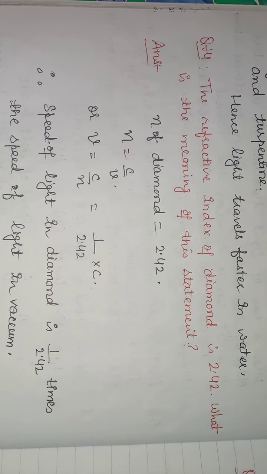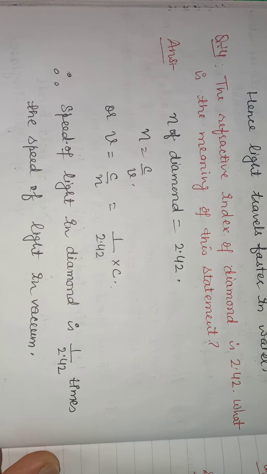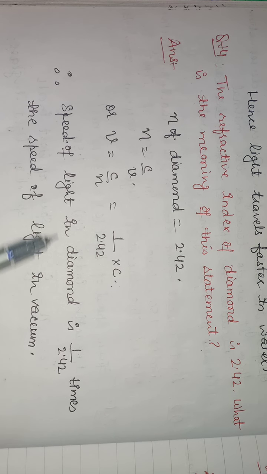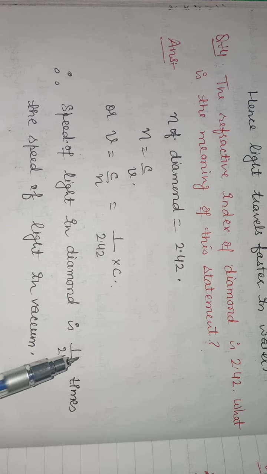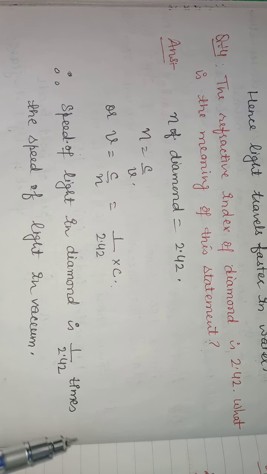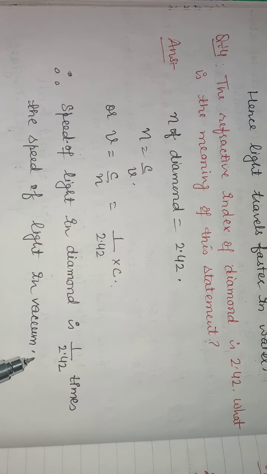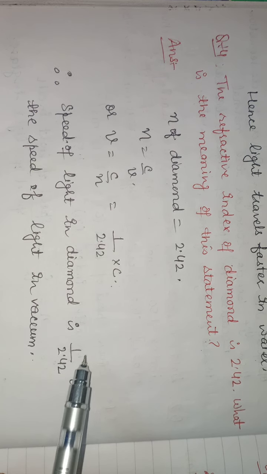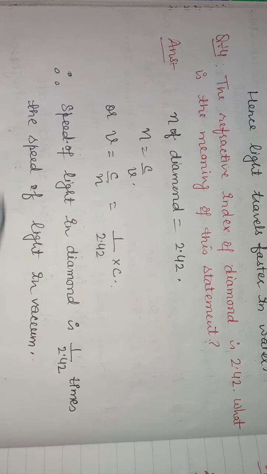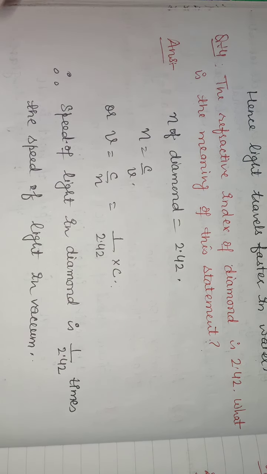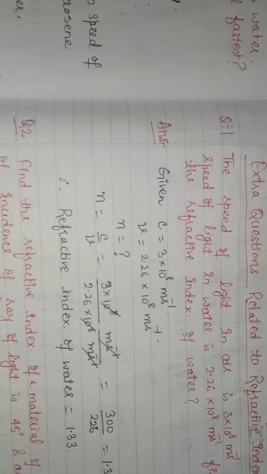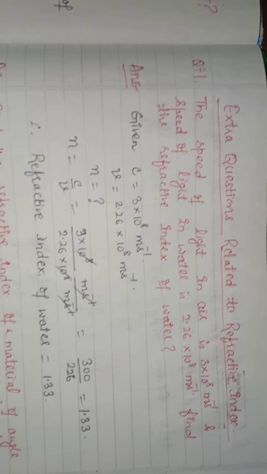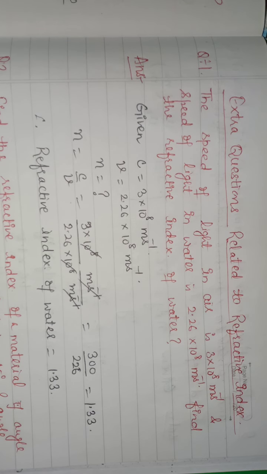Now we can write down the answer: the speed of light in diamond is 1/2.42 times the speed of light in vacuum. This statement means that the speed of light in diamond is this many times that of the speed of light in vacuum. So students, these are your blueprint questions. Now some extra questions related to the refractive index, we will discuss these.